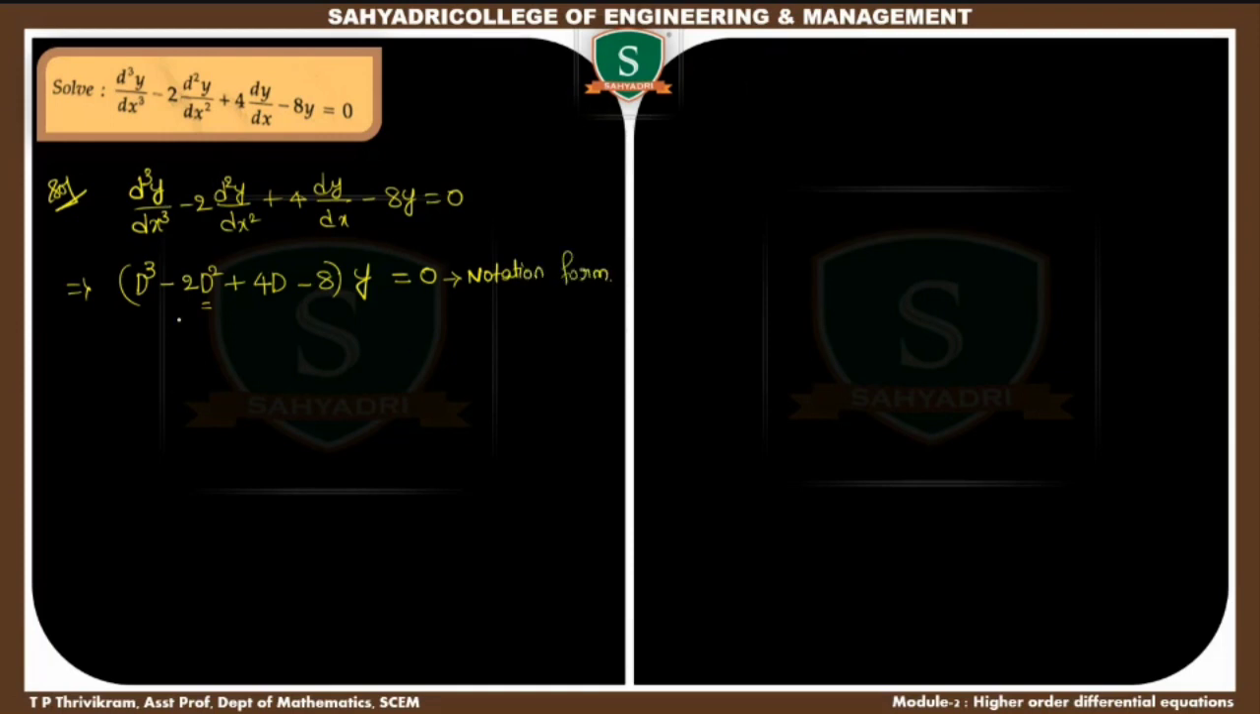Now we are replacing the operator with some variable m. So now replace D with m to get the auxiliary equation.